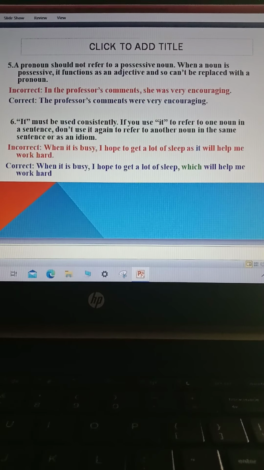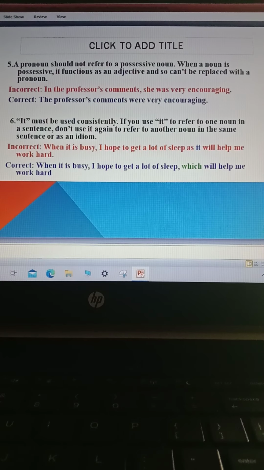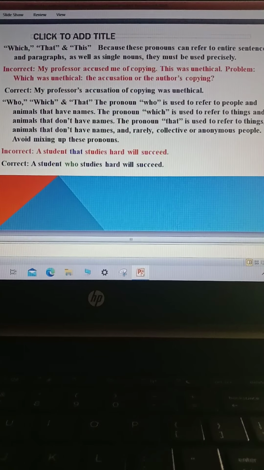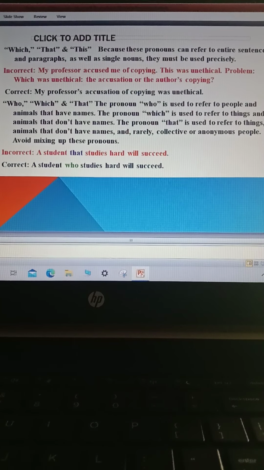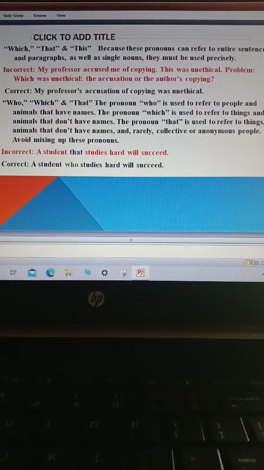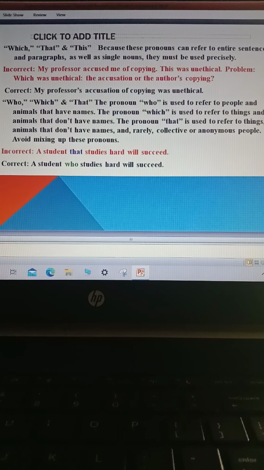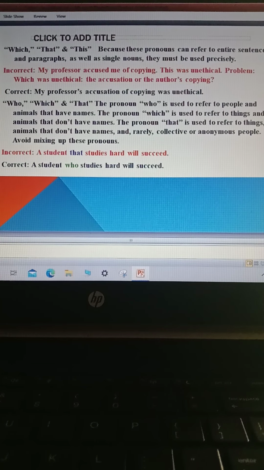There are some other rules for pronoun reference. You see which, that, this. We use these pronouns for reference very carefully, because they can refer to entire sentences and paragraphs as well as single nouns. They must be used precisely, that is, they must be used correctly. You know about this. Incorrect: my professors accused me of copying. This is unethical.